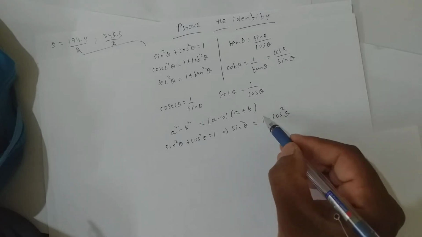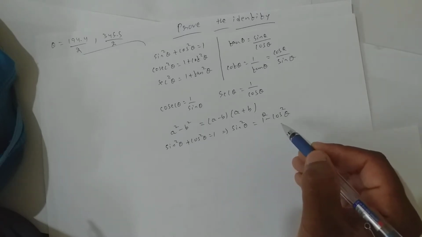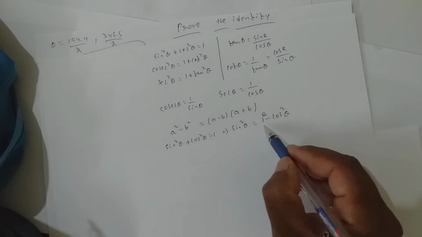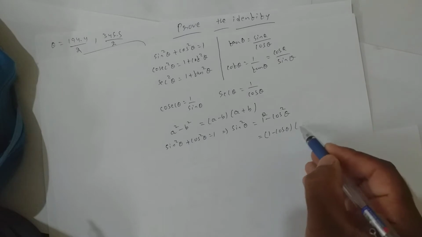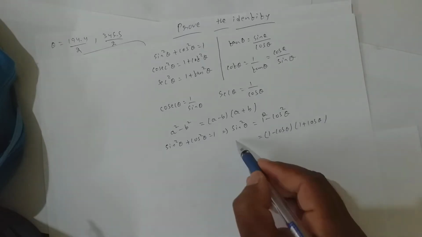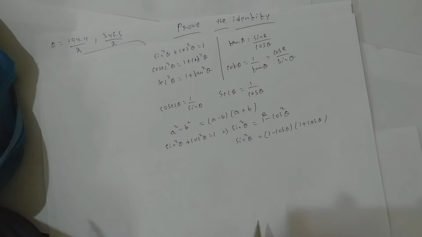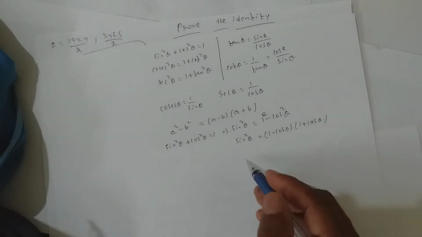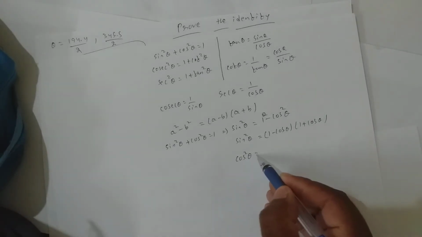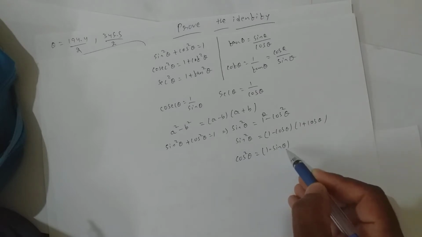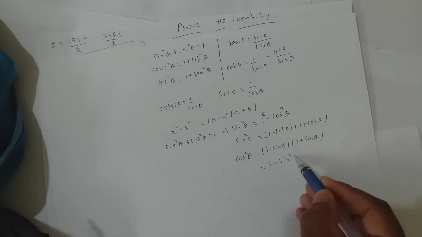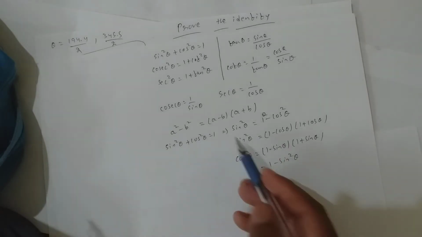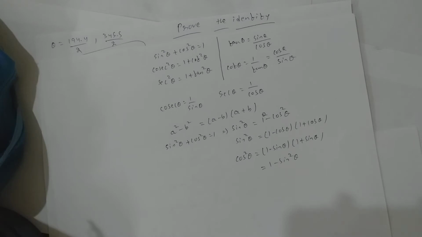On 1, even if I put a square, it doesn't make any difference to 1. So now it is of the form a square minus b square. So it becomes 1 minus cos theta into 1 plus cos theta, which can be written as sin square theta. In a similar way, cos square theta can be written as 1 minus sin theta into 1 plus sin theta, or 1 minus sin square theta, if I send sin to the other side this time. If you know all this, we can prove the identities now.